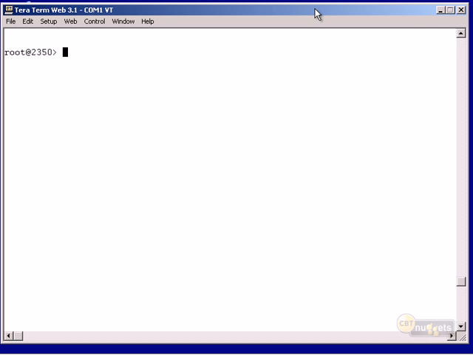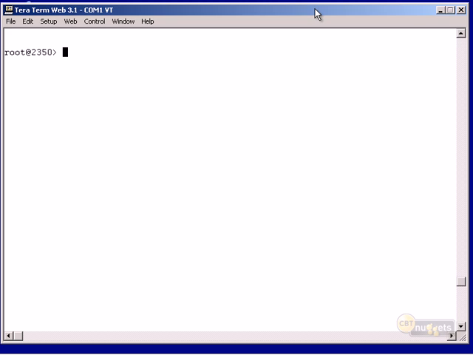Okay, the final layer 3 exam essential I want to give you is the ping command. And the ping command is different depending upon the platform. It's different on a Microsoft system, it's different on a Linux system, it's different in the Cisco IOS, it's different in the Junos.